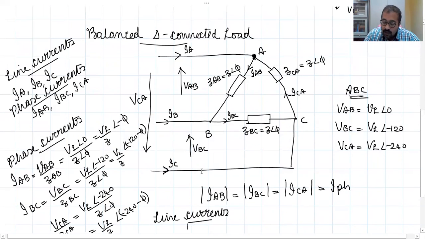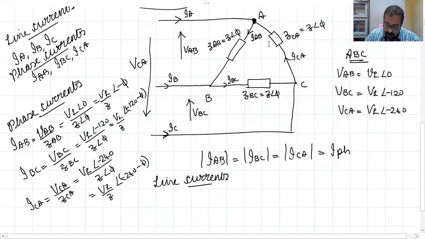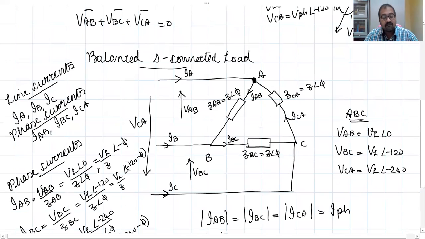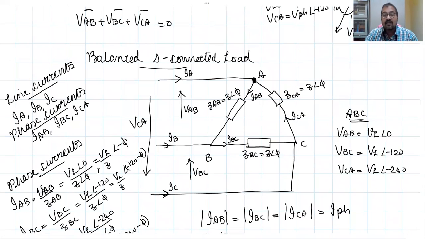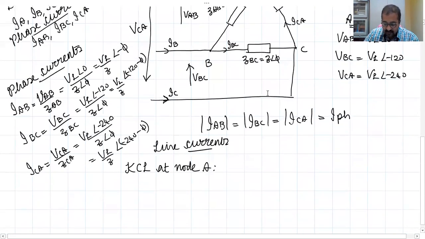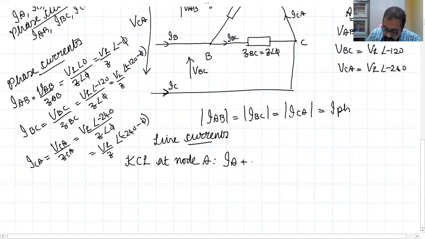Now at node A, you apply KCL. What is Kirchhoff's current law? The algebraic sum of currents at a node must be 0, or the sum of currents entering a node must be equal to the sum of currents leaving the node. So what are the currents entering? IA is entering and ICA is entering, and IAB is leaving. So IA plus ICA must be equal to IAB, or IA will be IAB minus ICA.